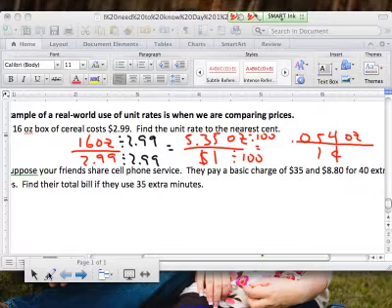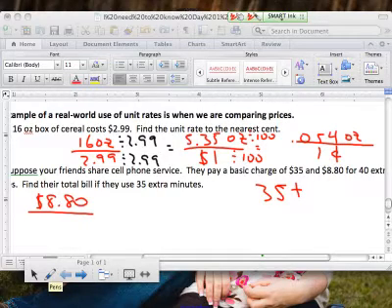So what you have to figure out now is, this is kind of a problem where you want to set up the big picture and then break it up. So you have $35 no matter what, plus whatever they spend in extra minutes. In other words, you have $8.80 for 40 minutes. Our task is to figure out how much 1 minute costs, because once I do that, then I can figure out how much 35 minutes costs. Well again, I need to find the unit rate, so I have to divide the top and the bottom both by 40.